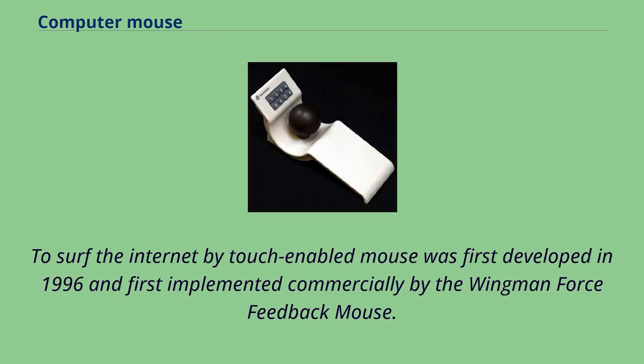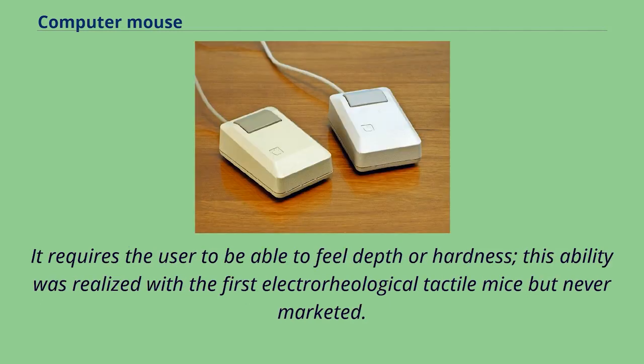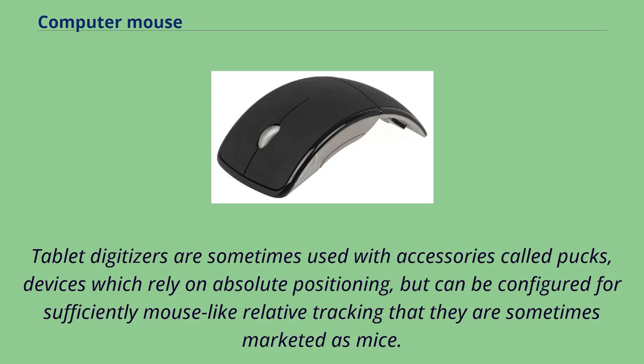To surf the internet by touch-enabled mouse was first developed in 1996 and first implemented commercially by the Wingman Force Feedback Mouse. It requires the user to be able to feel depth or hardness. This ability was realized with the first electrorheological tactile mice but never marketed. Tablet digitizers are sometimes used with accessories called pucks, devices which rely on absolute positioning, but can be configured for sufficiently mouse-like relative tracking that they are sometimes marketed as mice.